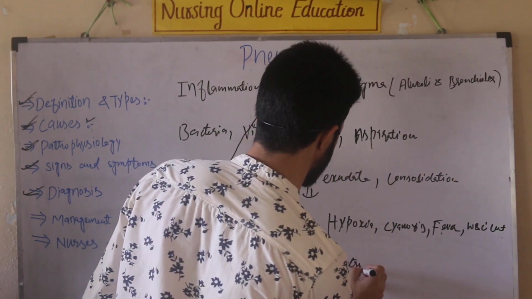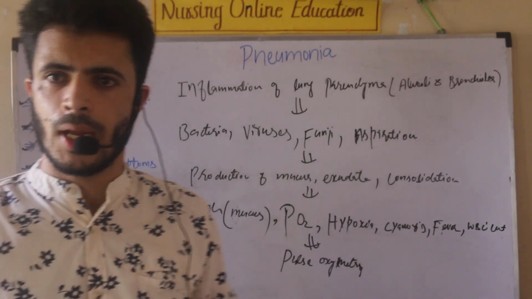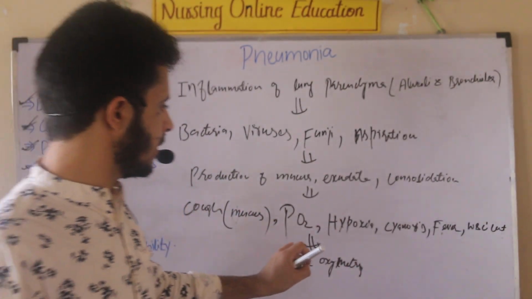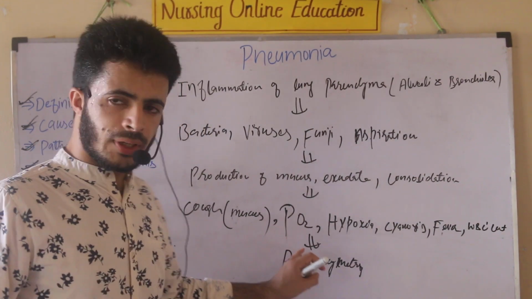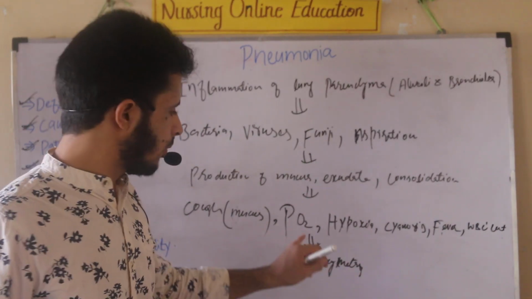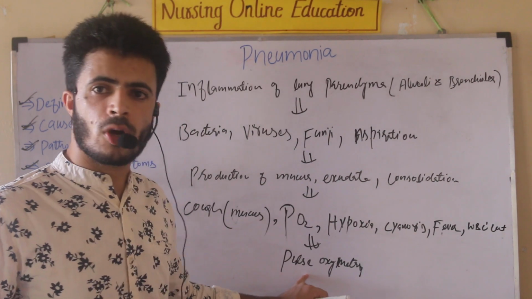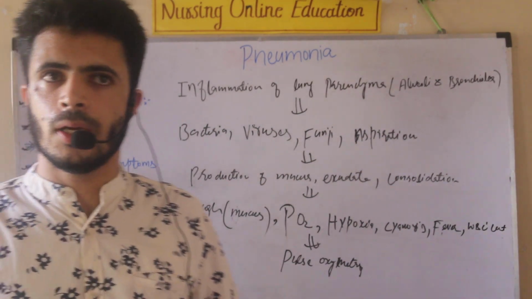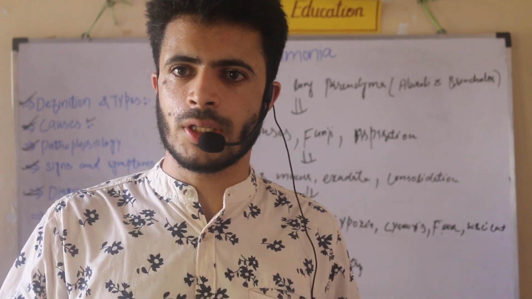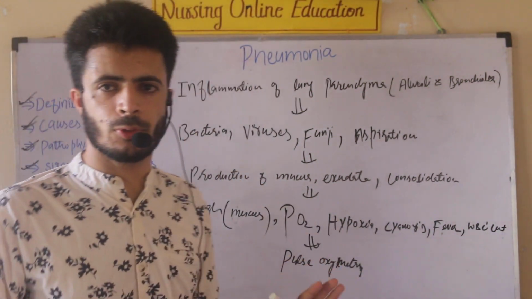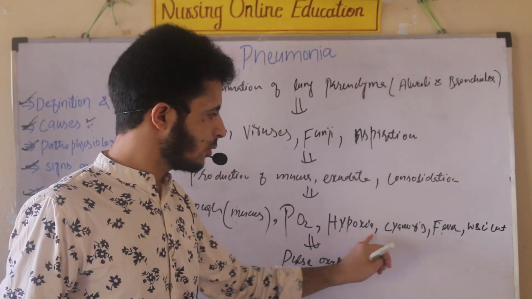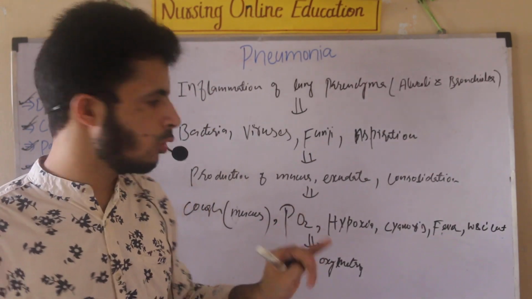What do we do in pulse oximetry? An oxygen probe will be connected to the finger, or thumb. It will give us the partial pressure of oxygen within the blood. The normal should be above 92%, but here it will be below 92. This is the measure of the partial pressure of oxygen. This will give us information about the hypoxia also.